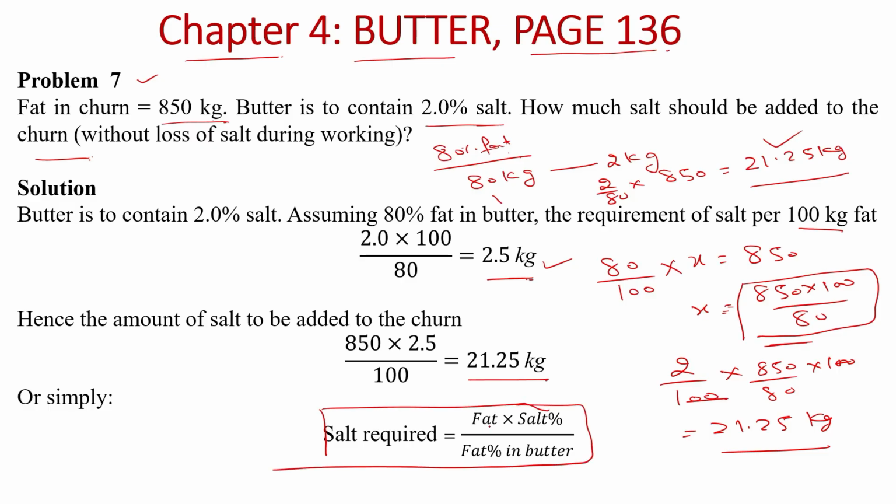So you can calculate by any of the three ways, and if you directly want a shortcut formula, you can apply this: whatever fat is given in the churn, you multiply by salt percentage, 2, divided by the fat percentage in butter, that is 80 you are taking. So here fat is 850 into salt 2%, and fat in butter, if you are assuming it is 80, then this way also you will have 21.25 kg. Okay, simple.